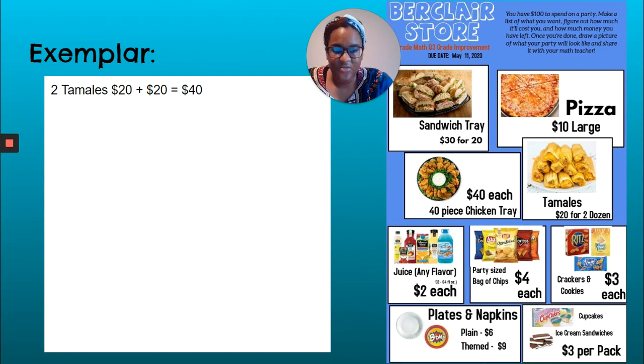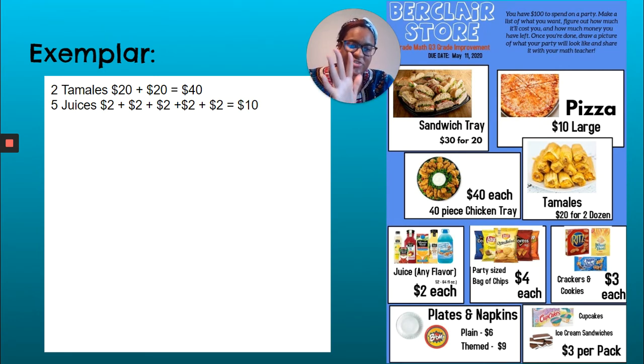So I'm going to think of, what do I want next? What else do I want at my party? I want juice, and I want 5 things of juice. So I want 5 things of juice and they cost $2 each, I can add $2 each. I can skip count. 2, 4, 6, 8, 10. So 5 things of juice for $2 each cost $10.